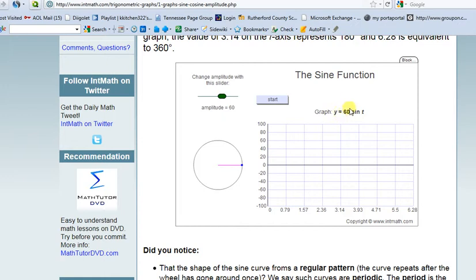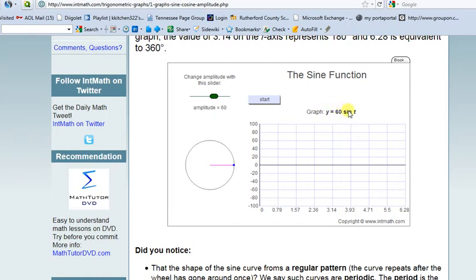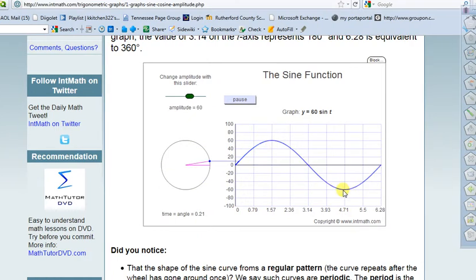Notice that the number out here in front of the sine t function is a 60. So as I graph this function, notice that the height of the graph goes up to 60 and the minimum value is negative 60. And as we said in class, this is called the amplitude. The amplitude is never negative. It's always a positive number because it's measuring distance, and distance is never negative.